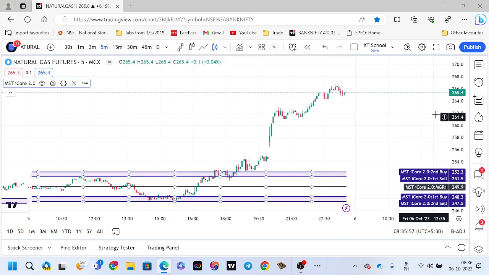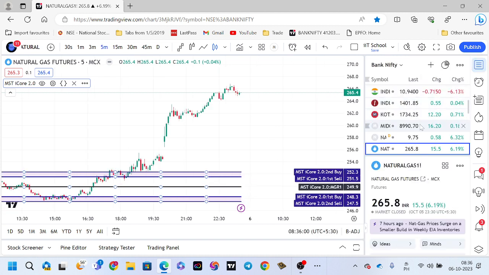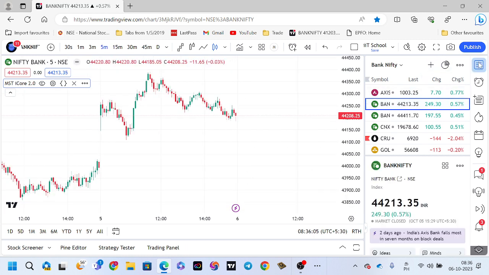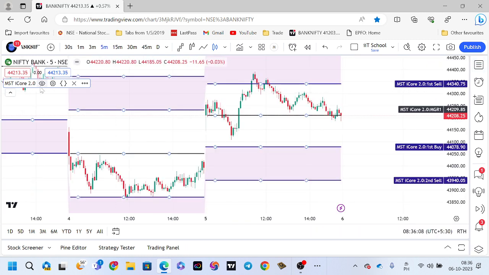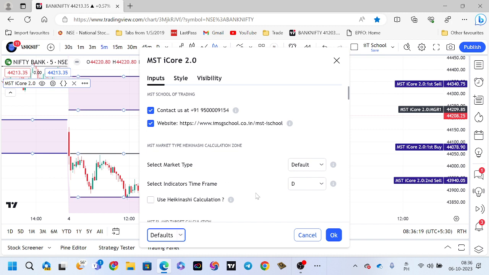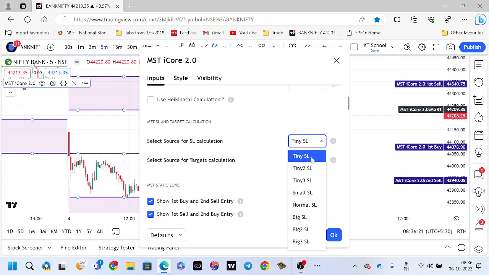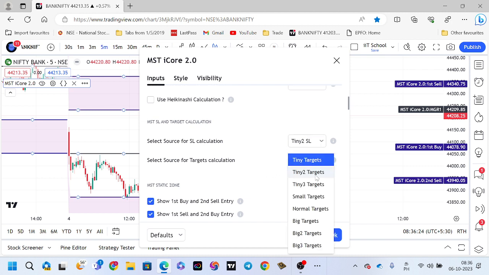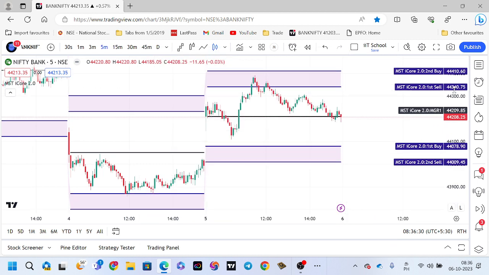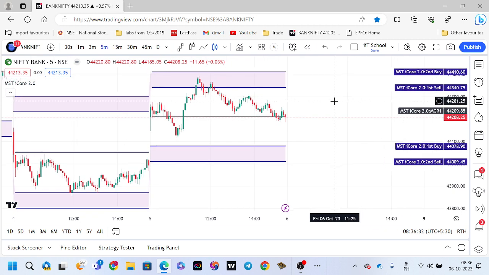Now let me start today's session with our ever trending script, that is our Bank Nifty. Once I add my indicator to my chart, the first thing I have to do is reset before I start trading for the day. And second, I have to reduce my stop loss to tiny 2, and target also tiny 2, for Bank Nifty and Nifty. For others you can keep the same. If it is small digits like natural gas, you have to increase the stop loss size to small.